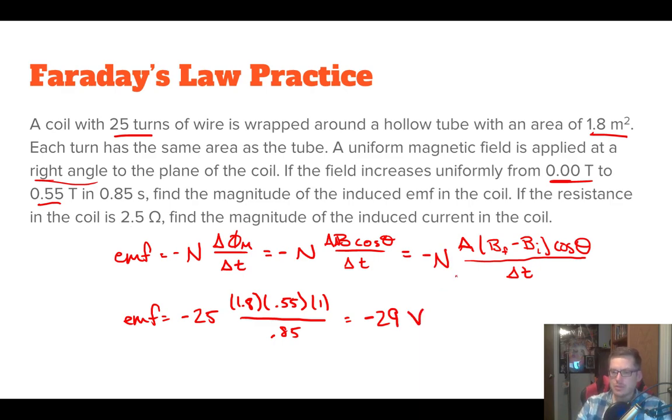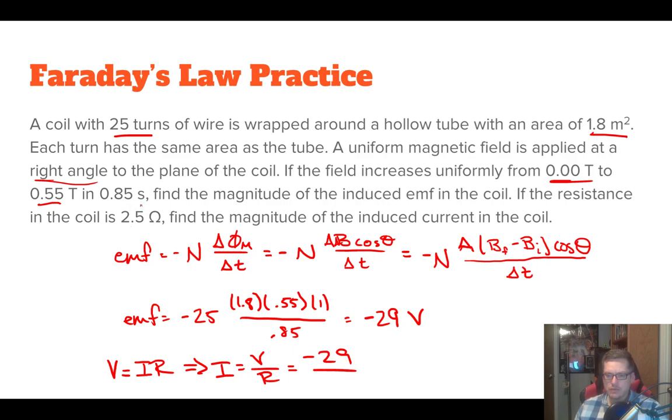Last little bit here, it asks us to find the current from the resistance. So we're going to use Ohm's law. We know the voltage is equal to the current times the resistance. So that means the current is equal to the voltage divided by the resistance. Our voltage we just found was negative 29. The resistance they give to us right here, so that's 2.5. So negative 29 divided by 2.5, and we get a negative 11.6, which would round to negative 12. And the current would be in amps. All right, boom. So there's the answer to that one.